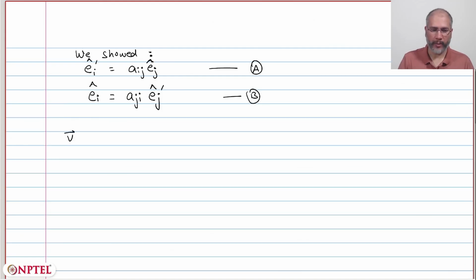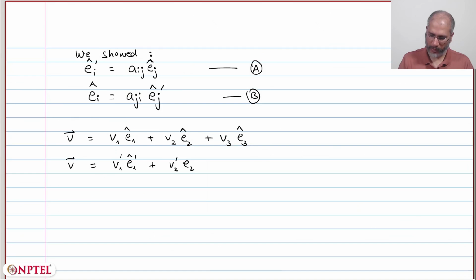So a general vector V can be written as V1 E1 plus V2 E2 plus V3 E3. So we have split this into the three components, and we can also write the vector as V1 prime E1 prime plus V2 prime E2 prime plus V3 prime E3 prime. So this is the same vector, except that we have chosen another coordinate system to denote this. So let us draw the coordinate system for clarity.